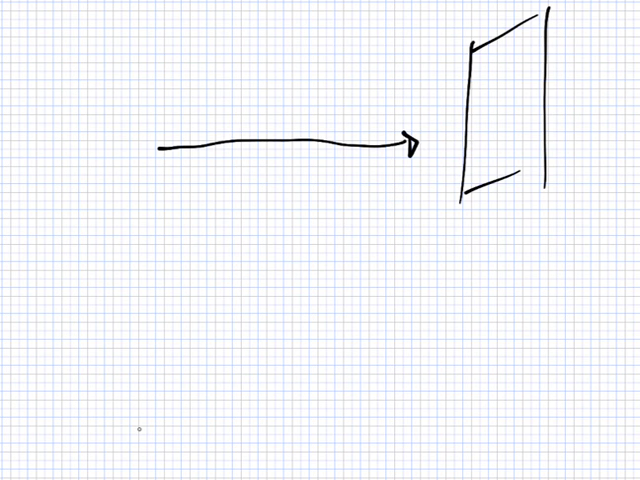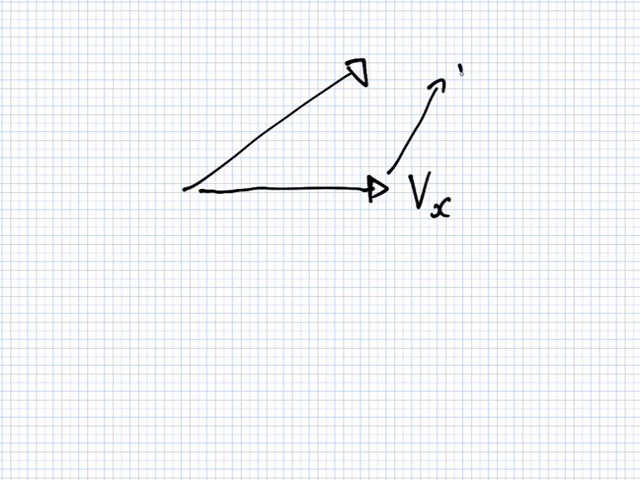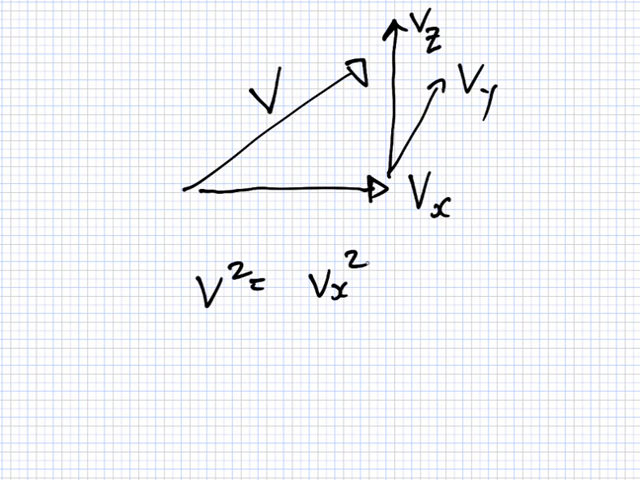So what we need to do is imagine our molecule is moving at some angle. It will have an x component, Vx, of course a y component, Vy, I know this isn't very clear, and a z component, Vz. And this speed here is v. We know from Pythagoras that v squared equals Vx squared plus Vy squared plus Vz squared.